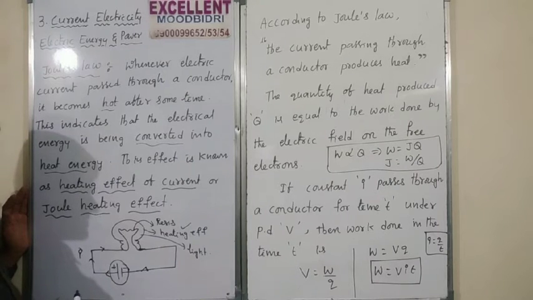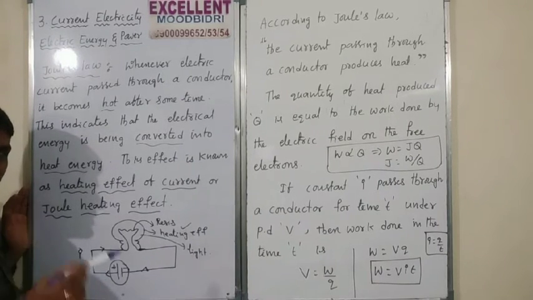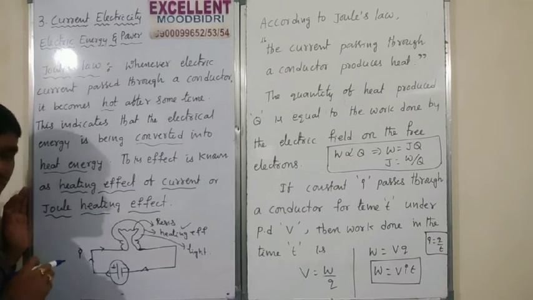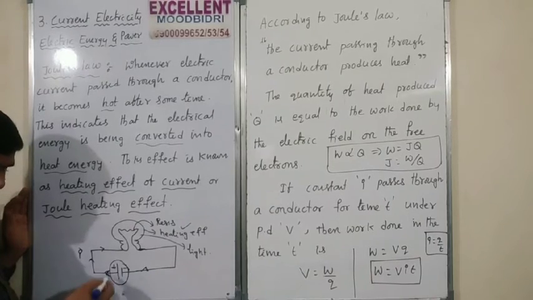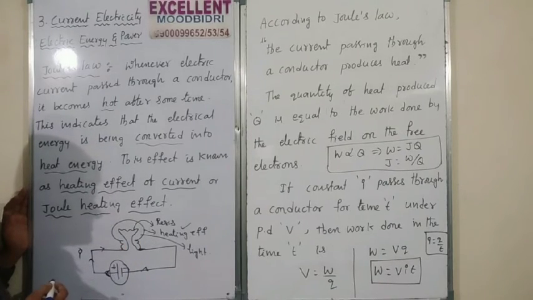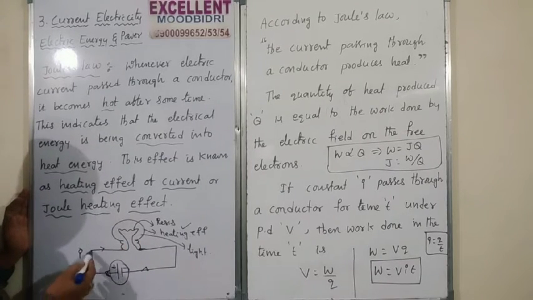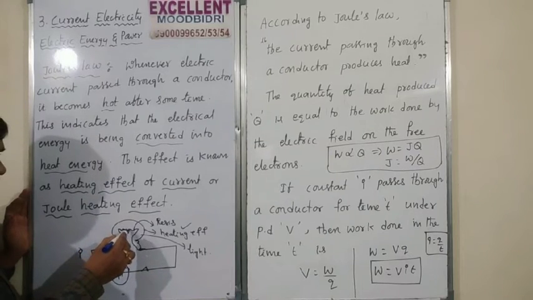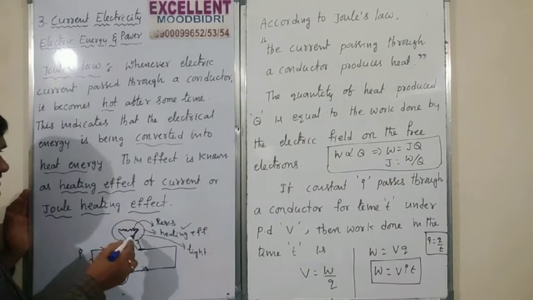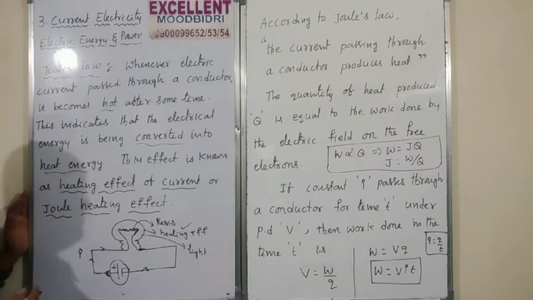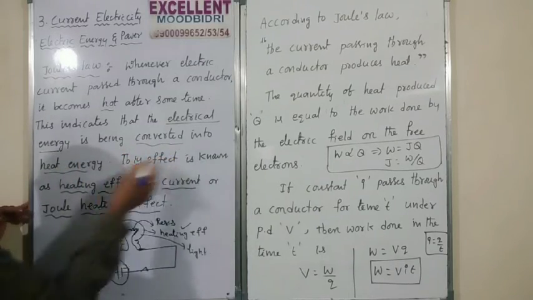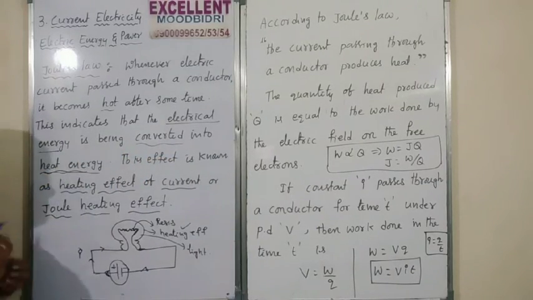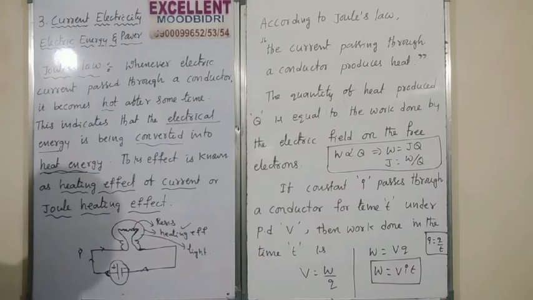That's what we say, the work done by the cell. That means heat energy is dissipated like that only. The heat energy is going in this direction. The current is flowing in this direction, so the resistor will be there, and this resistor will get heat energy. That means the electrical energy is converted into heat energy.